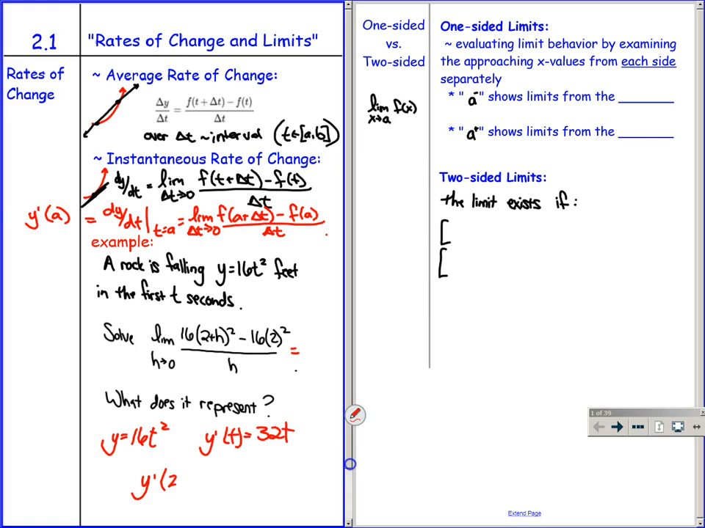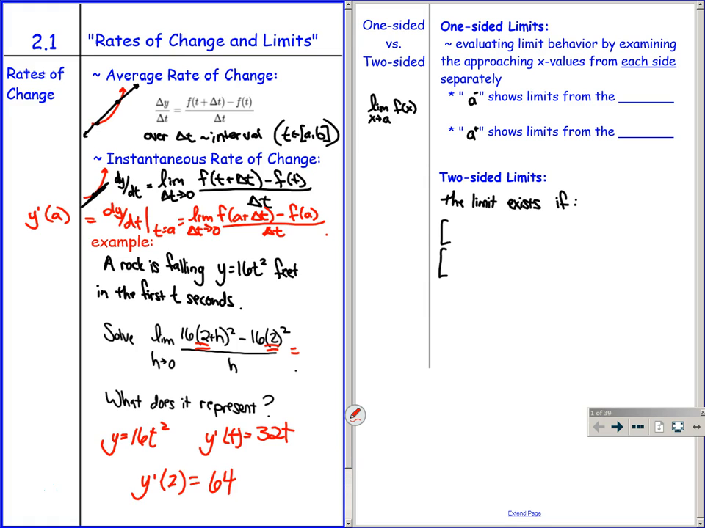So what's y prime of, what am I going to plug in? A, and who is A? Is it 2? Right? Because wasn't 2 plus h plugged in instead of x plus h or instead of t plus h? And who's h taking the place of? Delta t's, right? So y prime of 2 would end up equaling 64.